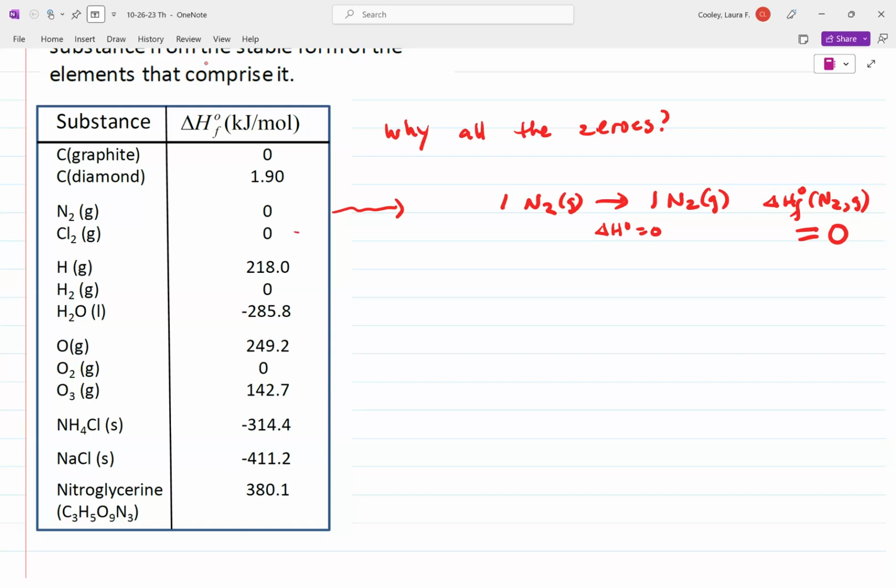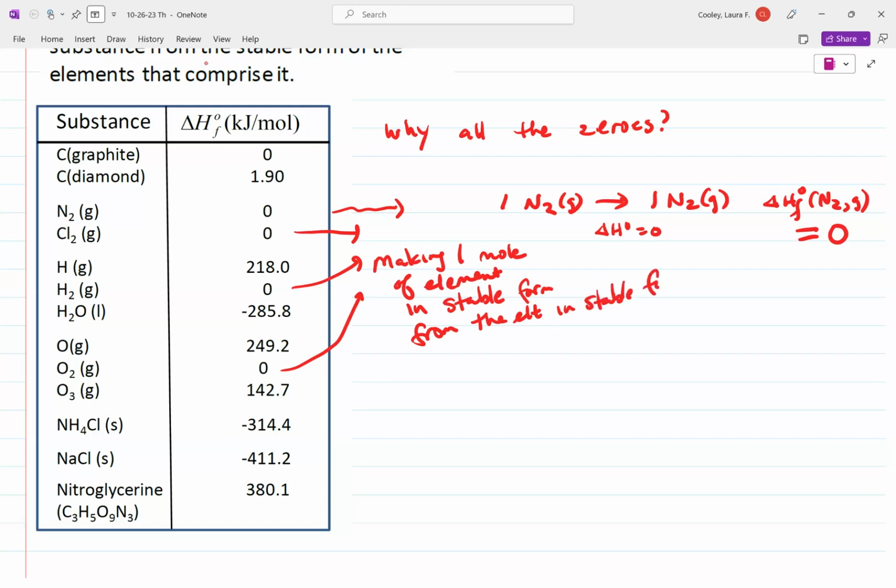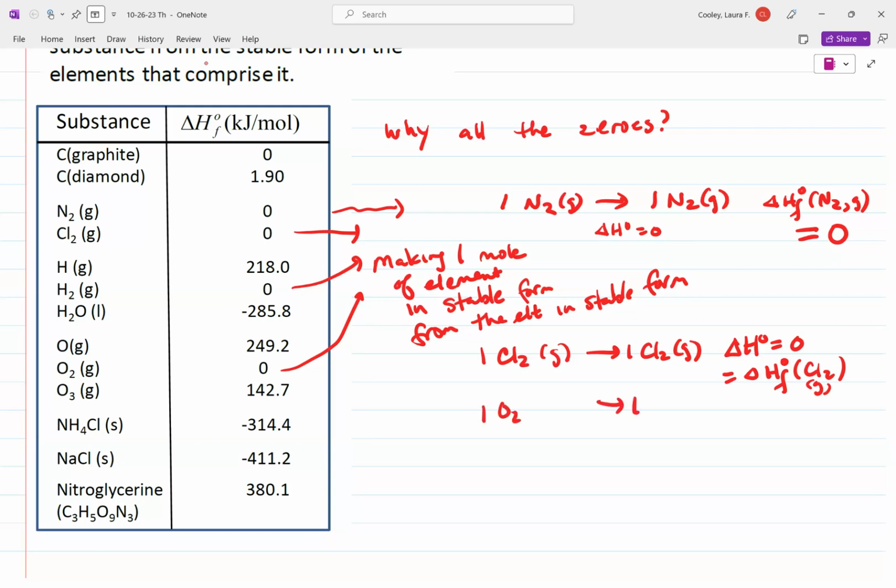Because all of these zeros here correspond to making 1 mole of the element in its stable form from the element in its stable form. In other words, for Cl2, this delta H is equal to 0, and it's the heat of formation of Cl2 gas. Okay, all of these reactions, O2. If you're forming 1 mole of O2, it forms from O2. This delta H is 0 because nothing's happening. So delta HF0 of O2 gas is equal to 0. So that's what all the zeros are. They're all for elements that are already in their stable forms.